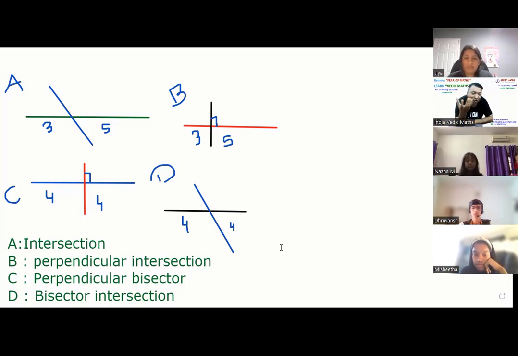Sir, I never thought of, yes, tell me, Mayank. If length is equal, then it's bisector and intersector both. Intersector will be in all of them. Correct. You are right. Okay, sir. And if it is perpendicular, 90 degree, then it is perpendicular also. Okay, sir.